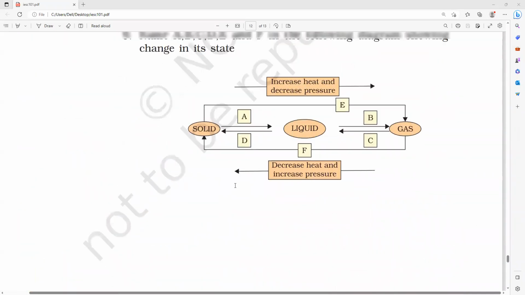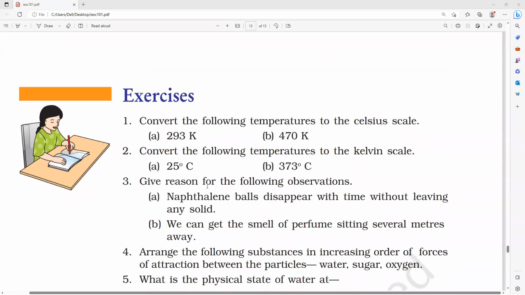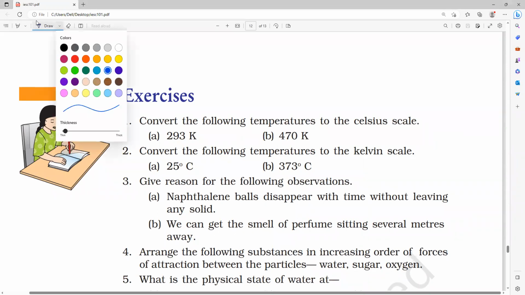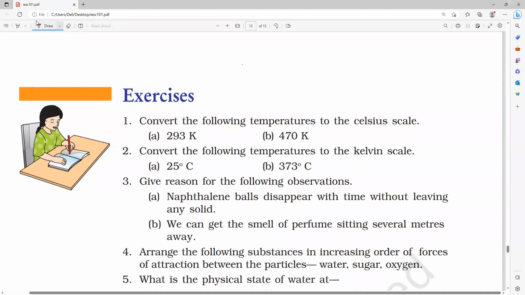I will complete it. First one, convert the following temperatures to the Celsius scale. Very simple for you people. First, tell me the relation for converting from Kelvin to Celsius. What is the relation? Can anyone tell me? Degree Celsius equals Kelvin minus 273. That is what you have to remember.